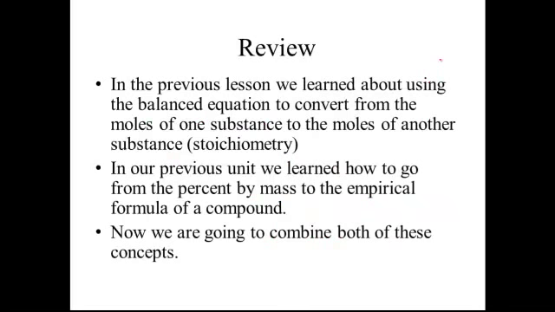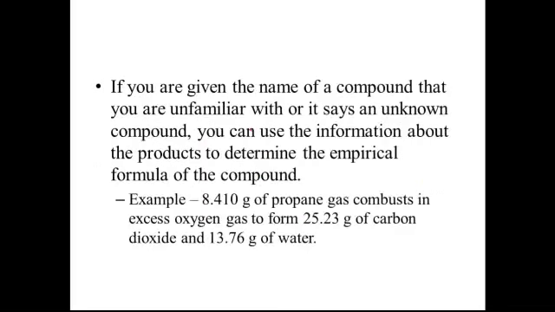So in our previous lesson, we learned about using the balanced equation to convert from the moles of one substance to the moles of another. That's what we call stoichiometry. And in our previous unit, we learned about how you can go from percent by mass to the empirical formula of a compound. Remember that rhyme that we learned? Percent to mass, mass to moles, divide by small, times till whole. That's what this is referring to here. Now what we're going to do is use stoichiometry, and we're also going to use that percent to mass rhyme to combine the two together.